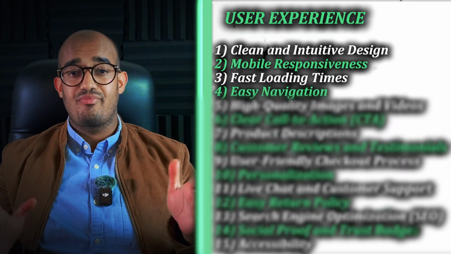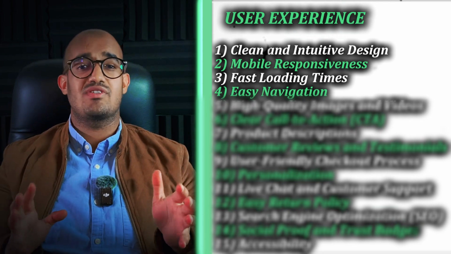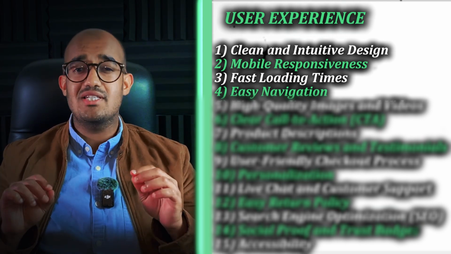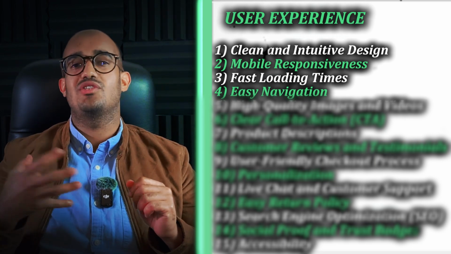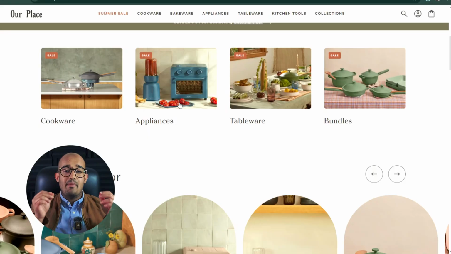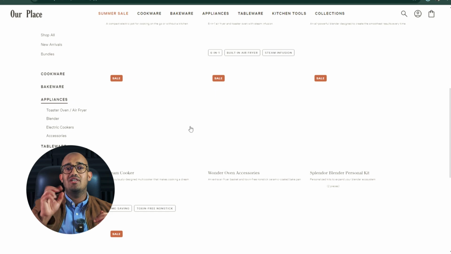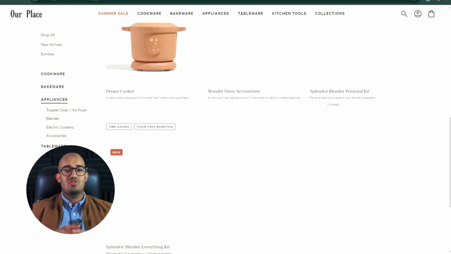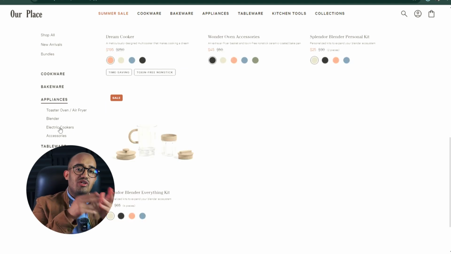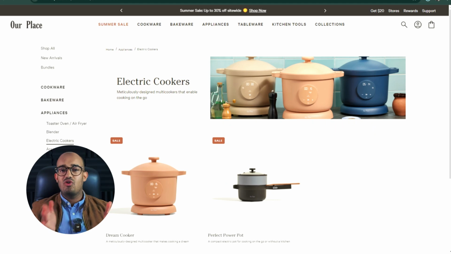Easy navigation. Easy navigation is what your customers are expecting when they visit your website. And there are a few things that you can have in your website that make it easy to navigate. First, you should have a well-structured menu, which shows your categories and your subcategories in a way that is easy for customers to jump from a category to a subcategory and to go back to the previous category or the home page.